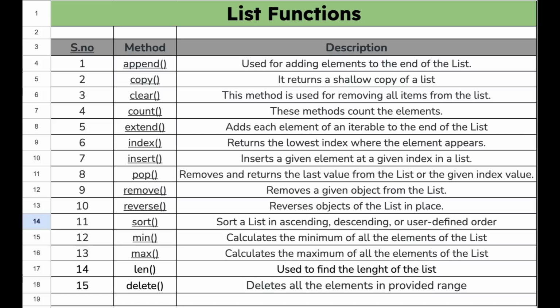Remove method removes a given object from the list. Reverse method reverses objects of the list in place. Sort method sorts a list in ascending, descending, or user-defined order. Min method calculates the minimum of all the elements of the list. Max method calculates the maximum of all the elements of the list. Len method is used to find the length of the list. Delete method deletes all the elements in a provided range.